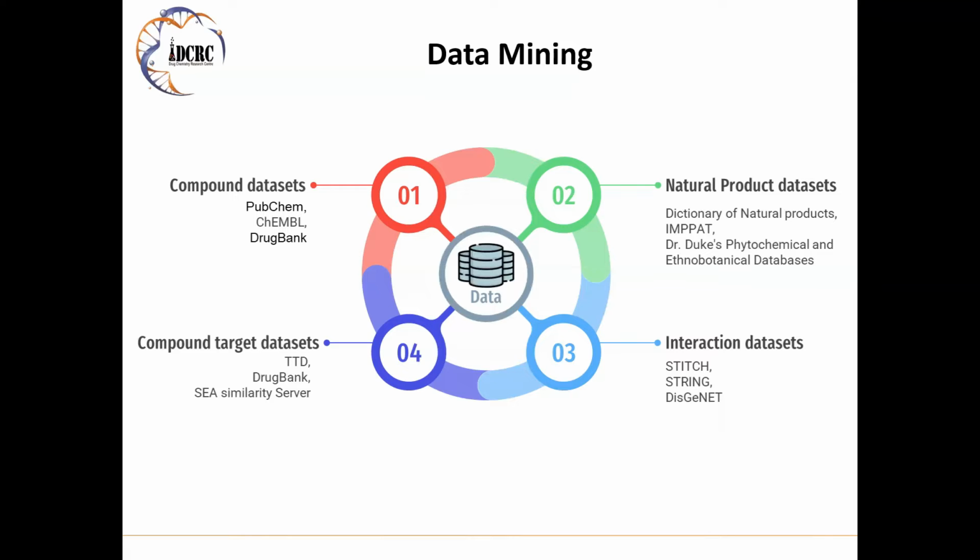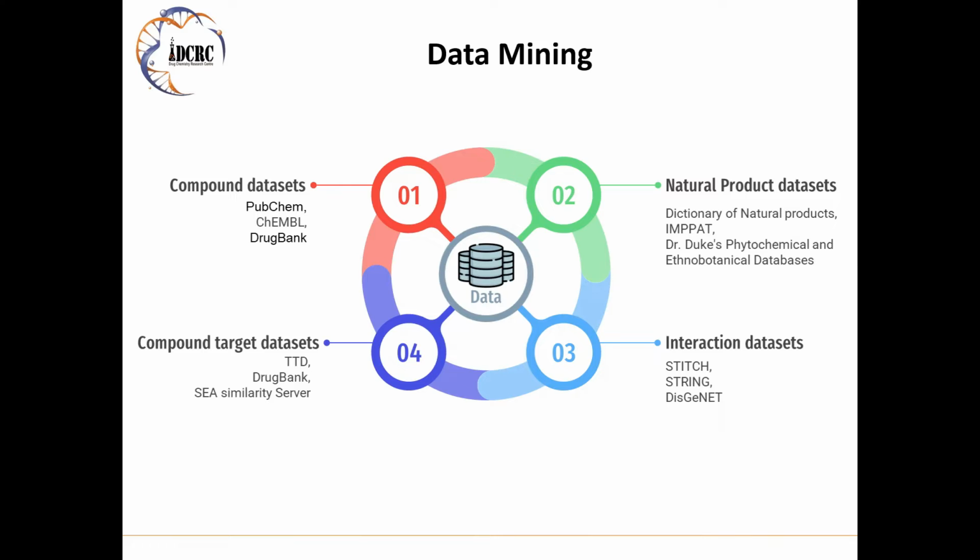There can be different databases. Some three data sets I have written here: STITCH, STRING, DisGeNET. STITCH and STRING can provide information related to protein or gene, and protein-gene interactions. Then DisGeNET is particularly related to diseased conditions, in which you can get information related to the interactions in particular disease conditions. Apart from that, there can be multiple data sets like BioCarta, which can be used for this particular task.